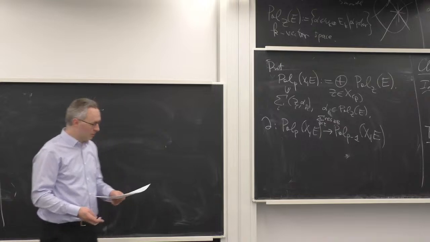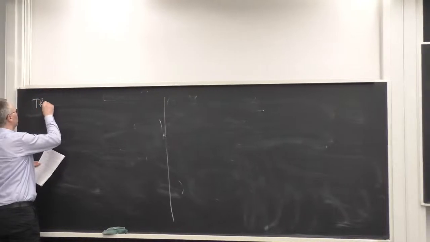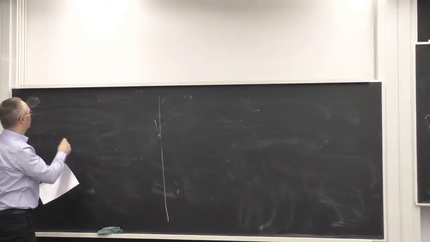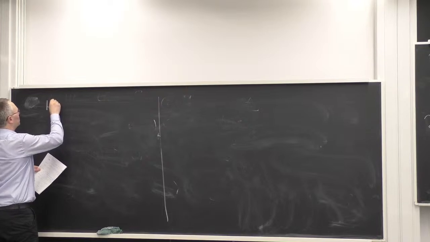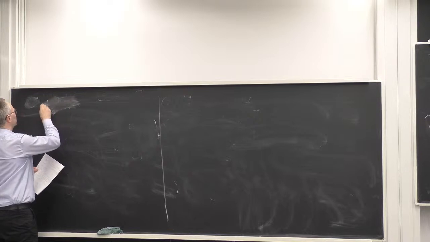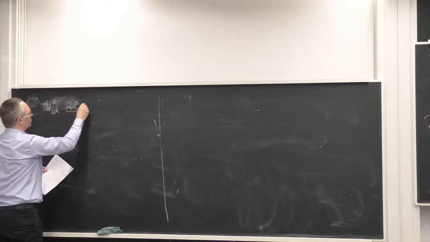So the theorem is somehow divided into two steps. Part one is to show that the cohomology of the pole complex, that is, the H0 cohomology of the complex of sheaves, is the required sheaf.